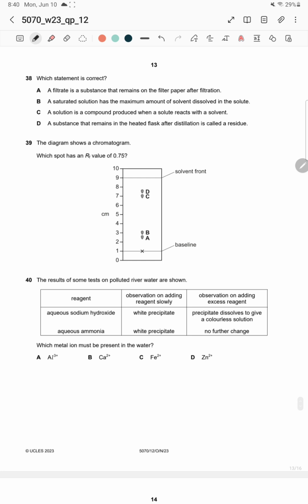For 38, which statement is correct? A filtrate is a substance that remains on the filter paper. No, it's a residue. A saturated solution has the maximum amount of solvent. No, it is solute dissolved in solvent. A solution is a compound produced when a solute reacts with a solvent. So the solution is not a compound, it can be a mixture as well. So C can't be the option. D, a substance that remains in the heated flask after distillation is called a residue. Yes, that's right.